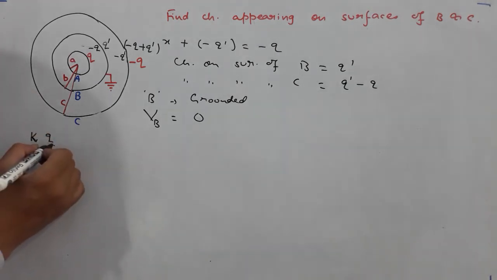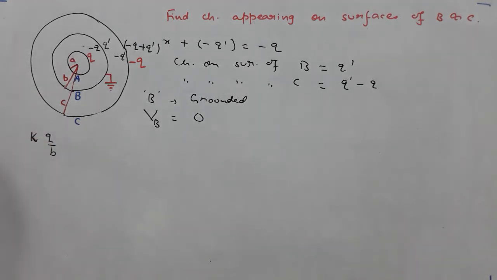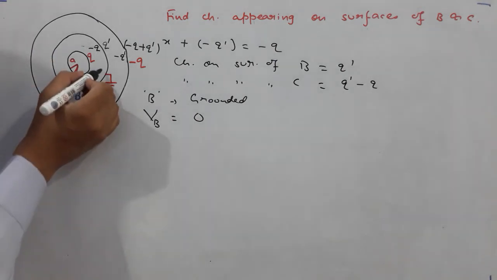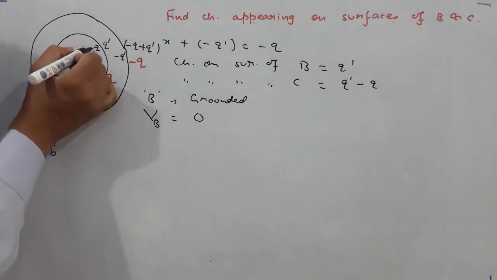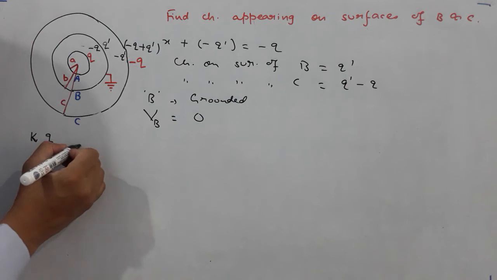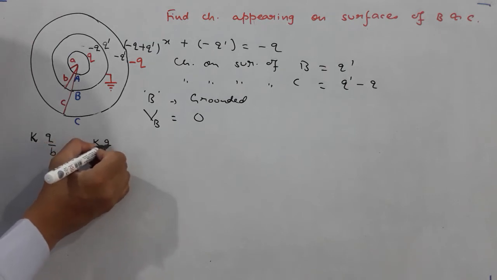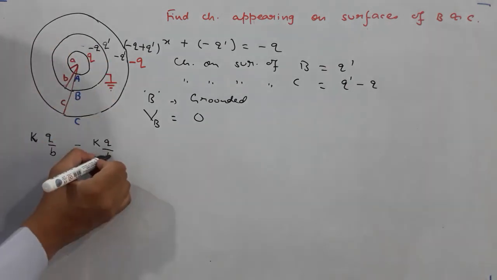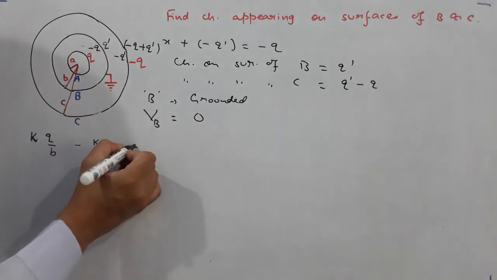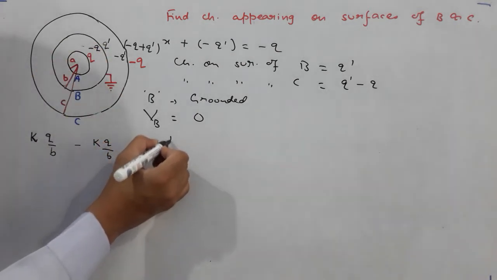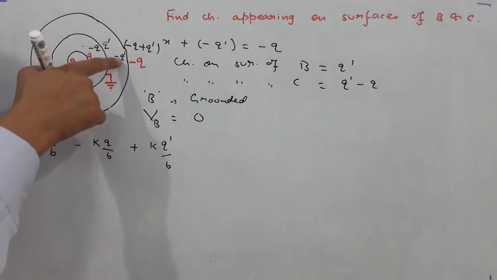So it becomes KQ upon B. Then the potential at this point due to the charge minus Q, that will be how much? Minus KQ upon radius of this cell, that is B. Due to Q dash, it will be plus KQ dash upon B. Then due to minus Q dash.